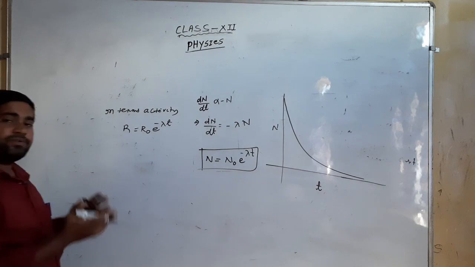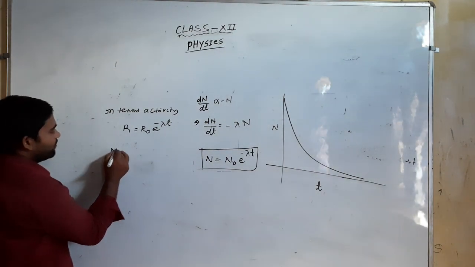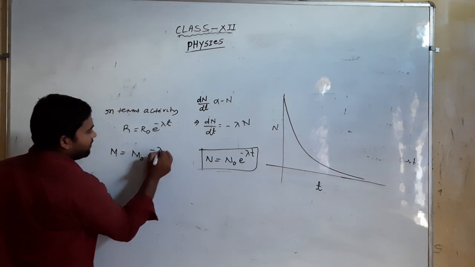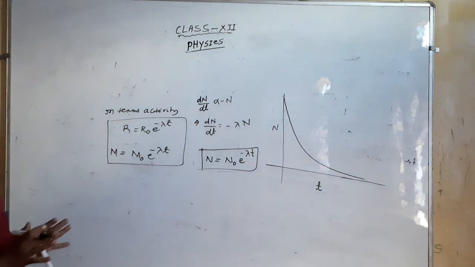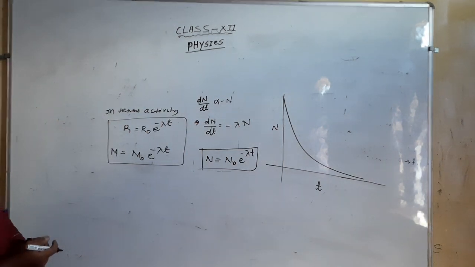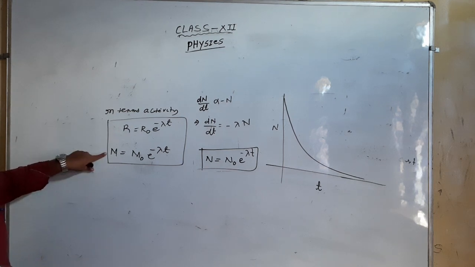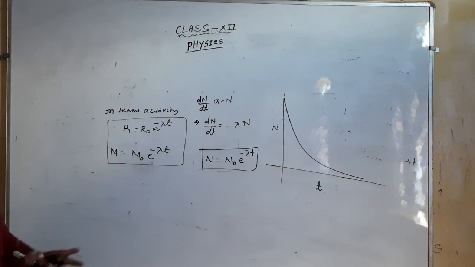When we want to calculate the mass of the sample remaining undecayed, we can use the formula m equals m naught e to the power minus lambda t. You have to remember these two formulas, which will help in the entrance examination. One is in terms of activity and this one is in terms of mass, where m naught is the initial mass of the nuclei.